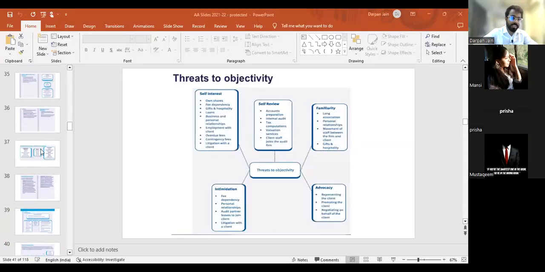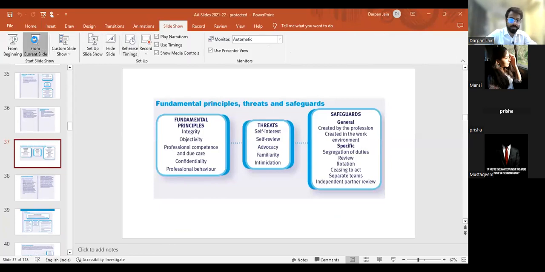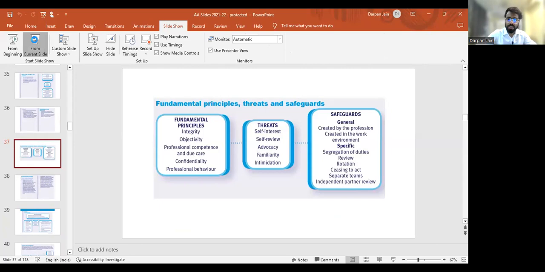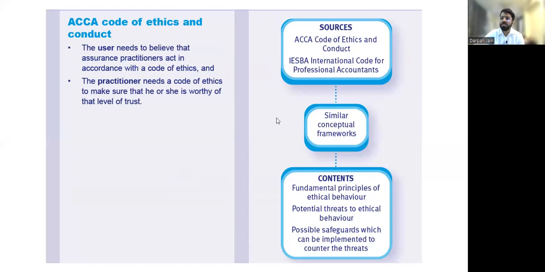Under chapter 4, Ethics and Acceptance, we had seen fundamental principles of ethics. What did I tell you about ethics and acceptance? Let me share my screen also so that you also get reminded of what all you have already studied. Yes. So under this chapter, we had seen first what are the sources of ethics. We said ACCA Code of Ethics and Conduct and IESBA, International Ethics Standards Board for Accountants. These are the two sources for ethics.